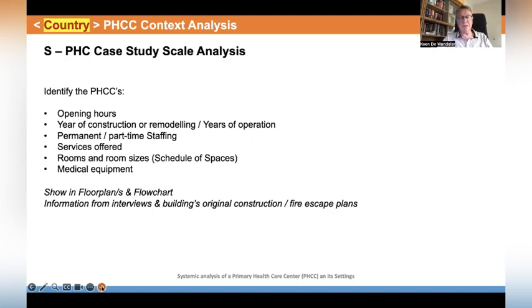When was the facility built? When was it remodeled? Why the difference? Because when it was built, it may have been built according to the building code, but the remodeling may have been done in a hurry or not following the regulations. So anyway, the years of operations are of importance. Permanent and part-time staff, important. What are the services offered? Are these services offered every day of the week, or just 1 or 2 days a week, or once every fortnight?